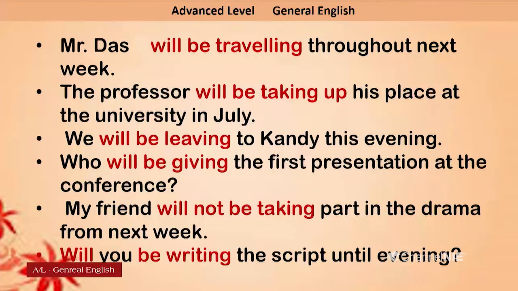My friend will not be taking part in the drama from next week. So, this is the specific time, next week, and my friend will not be taking part. So, the verb here is will not be taking part, right? Take part means participate. So, we take the main verb, add the suffix ing, and form the present participle of take as taking, and then we just keep the part, taking part, right? So, will not be is the negative sentence here. My friend will not be taking part in the drama from next week, specific time.